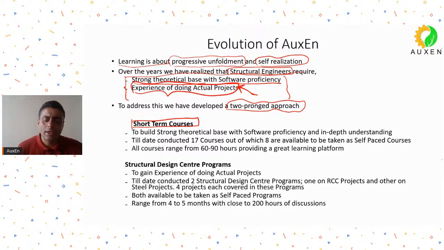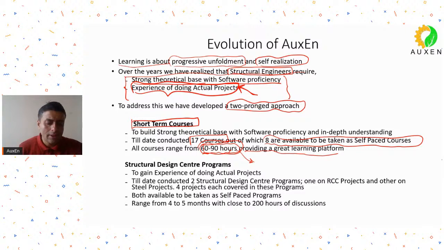They are typically 60 to 90-hour courses. We are calling them short-term, but if you see, they are almost equal to a semester of studies that you have for your courses in the undergraduate or postgraduate level subjects. If you look at it, a subject that you will take at undergraduate postgraduate level over a semester will hardly last for 65 70 hours, right? So all our courses range from 60 to 90 hours. We are calling them short term, but they are pretty comprehensive, and they provide a great learning platform. So we have taken 17 such courses till now, and 8 out of which are available to be taken as self-paced courses online. Many of you have taken several of those courses in the past.